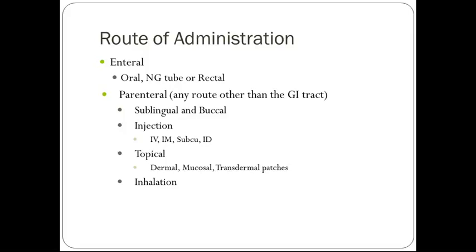Routes of administration. So we have internal, which is oral, nasogastric tube or NG tube, or rectal. Parenteral is any route other than the GI tract, which includes sublingual and buccal. Injections such as intravenous, intramuscular, subcutaneous, or intradermal. Then we have the topicals, which are dermal, mucosal, or transdermal patches. And then we also have our inhalants.